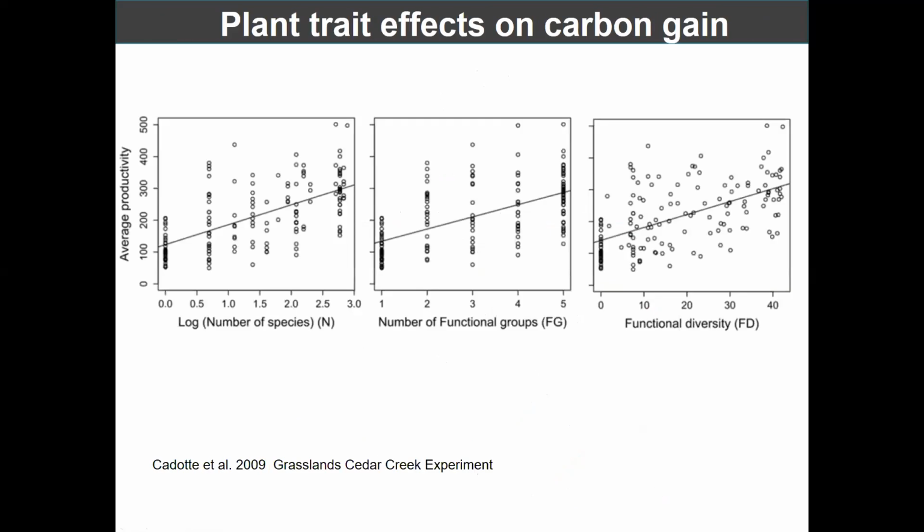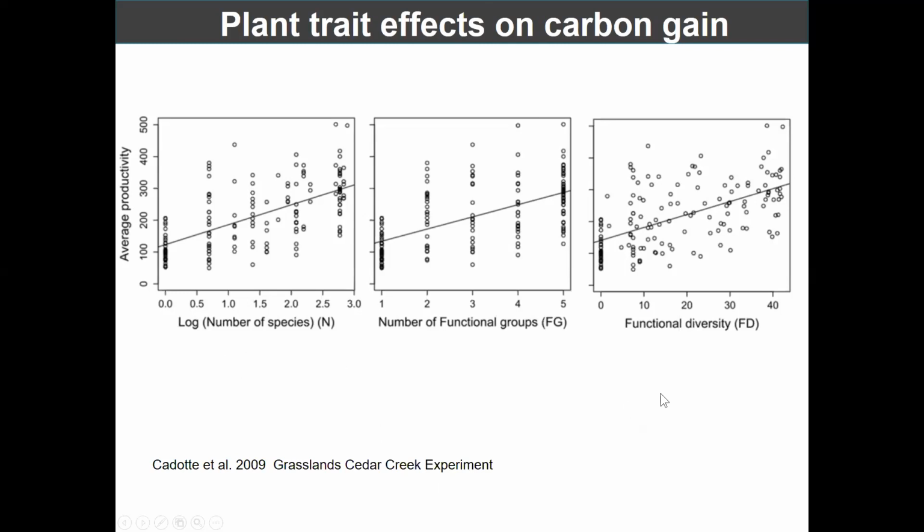Okay, so now I'm just gonna show you different studies where we have evidence of different diversity indices on different carbon pools and fluxes. This was one of the most famous experiments and one of the first studies to show that primary productivity in grasslands actually increases with the number of species. This is one of the experiments in Cedar Creek. You might know it for all the papers by David Tilman.